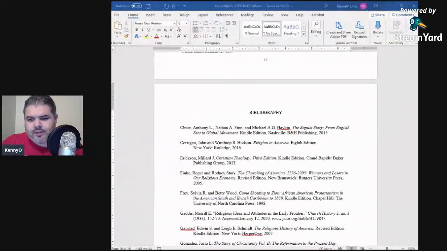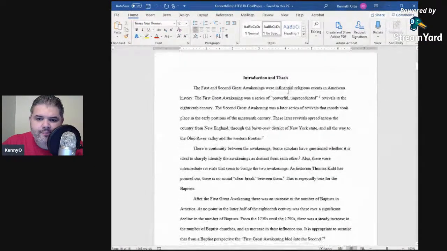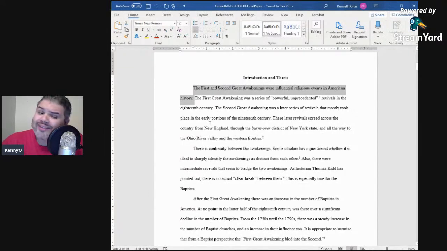All right. So let me give you an idea. Let me go through this paper right here. The first and second great awakenings were influential. This is my paper, a paper about the first and second great awakenings, right? The first and second great awakenings were influential religious events in American history. That's a statement that pretty much everyone agrees on. So I don't have to cite that there. But if you wanted to cite it, you could.